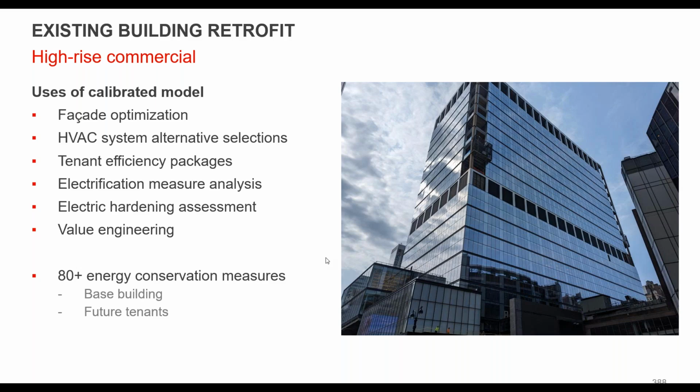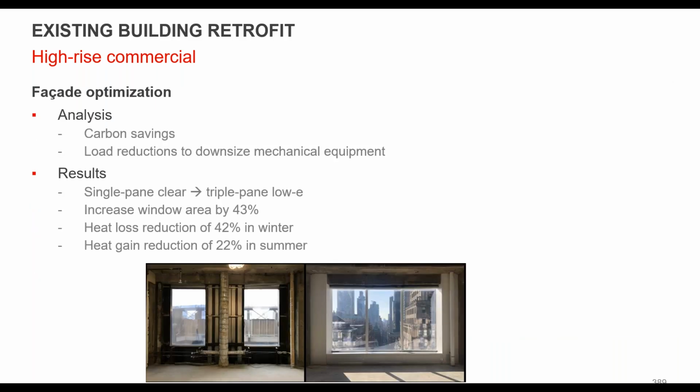We also did a fairly extensive tenant efficiency package, and this was helping for leasing, to create a good, better, best sort of leasing strategy for them in terms of the package of fit out that they would offer to future tenants. We also looked at electrification, hardening on the electric system, and then lots of value engineering, which is still going on a little bit today. So overall, we ran over 80 ECMs, energy conservation measures, for this model over the course of about 3.5, 4 years, both base building and tenant related.